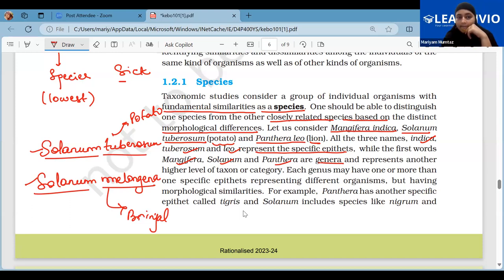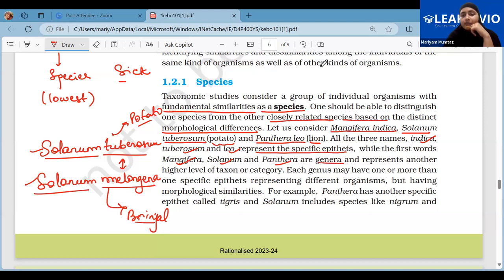Generic name is Solanum. The first word, Solanum. Their generic names are same. Generic name, the genus. So you can say that the potato and the brinjal belong to one common genus. The species are different, but the genus is same. You people are getting this? Is it clear to everyone, like the similarity and difference between them? Clear to every single one here? All right.